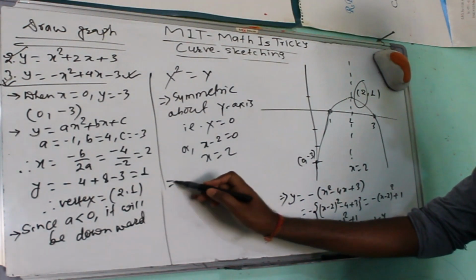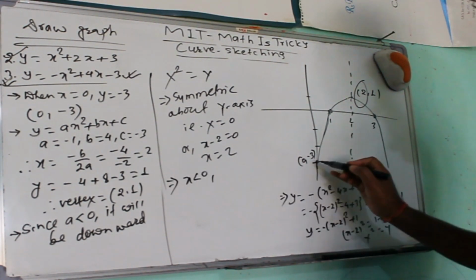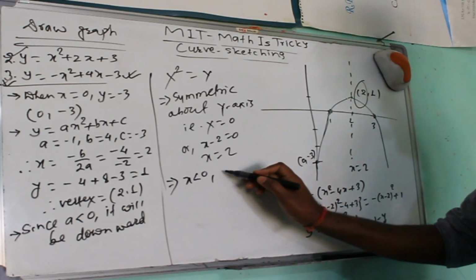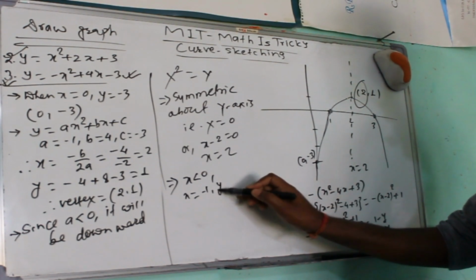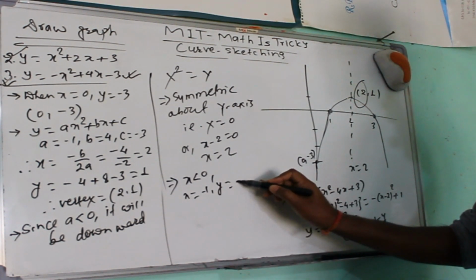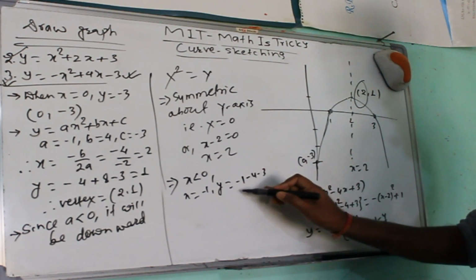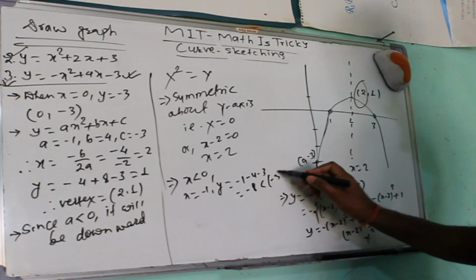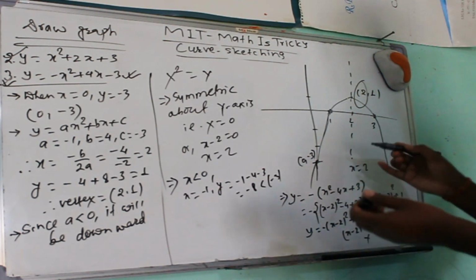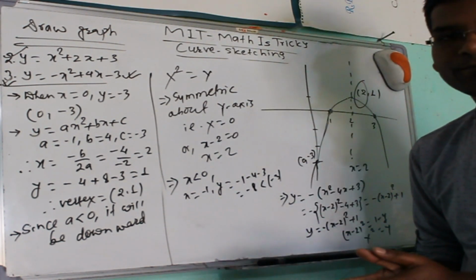Also you can check one more point I'm writing here. What happens when x is negative? So x is negative, take here minus 1. If you take x equals minus 1, what is the value of y? Minus 1 and minus 4 minus 3, it is here minus 8. It means again it is less than minus 3, it is going downward. So this is the required graph for the given function.